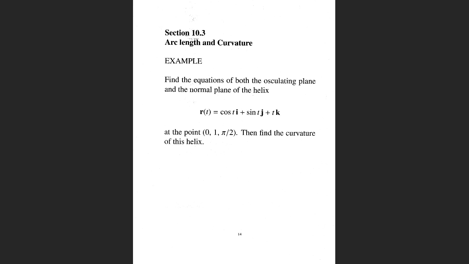Okay, so what we want to do is find equations of the osculating plane and the normal plane for this helix at the point (0, 1, pi/2). Then we want to find the curvature of the helix as well. I think you can imagine this helix. This helix is a space curve. As t increases, it goes up. This is your helix.